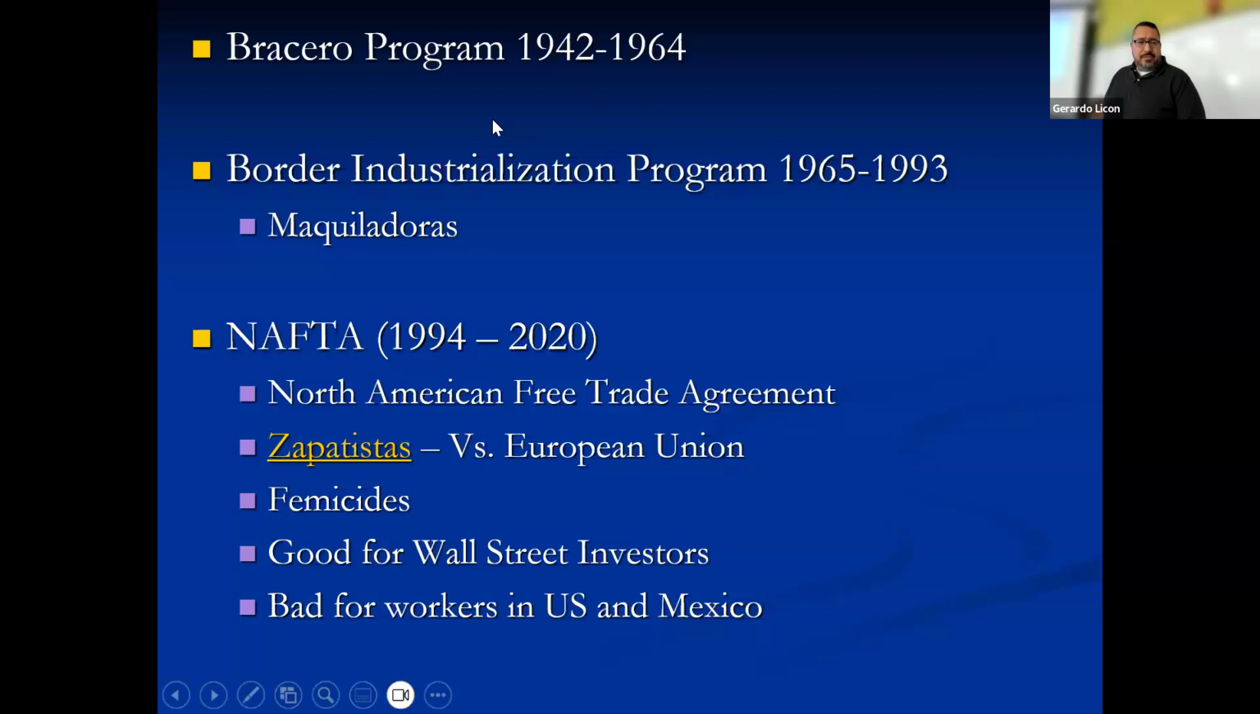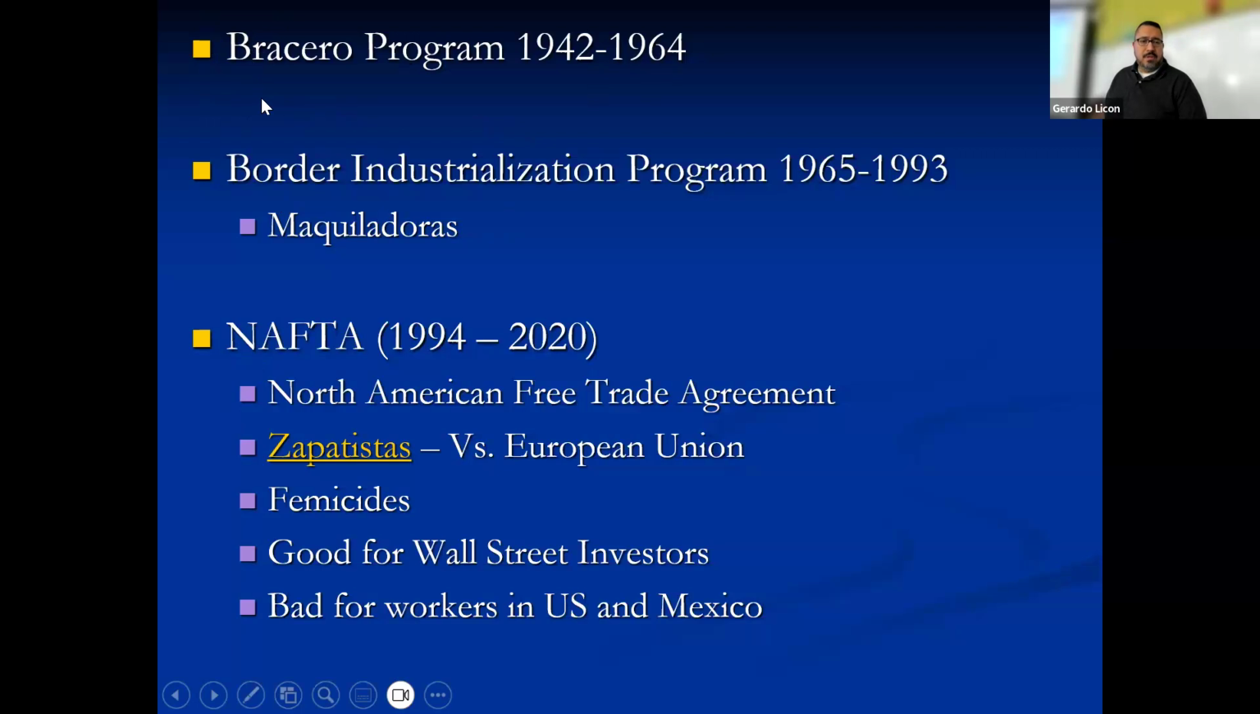In a previous chapter, we got introduced to these things. And so I'll repeat and summarize the Bracero program and the border industrialization program briefly. And then this time I'll talk about NAFTA more than before.